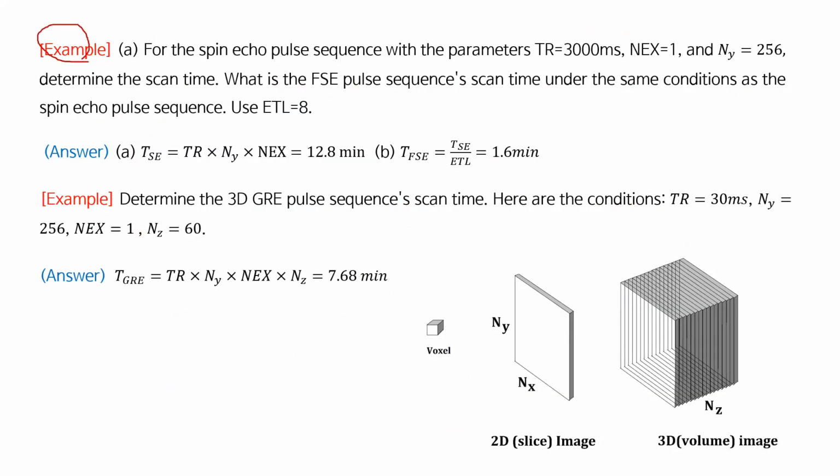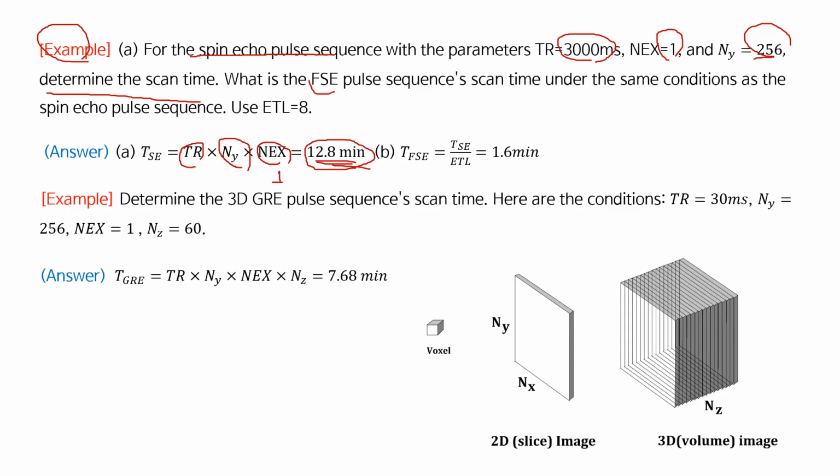Next example. For the spin echo pulse sequence with the parameters TR equals 3000 millisecond, NX equal 1, and NY equal to 156, determine the scan time. So scan time is TR times number of phase encoding gradients and number of excitation, which is 1. So we can get the scan time is about 12 minutes.